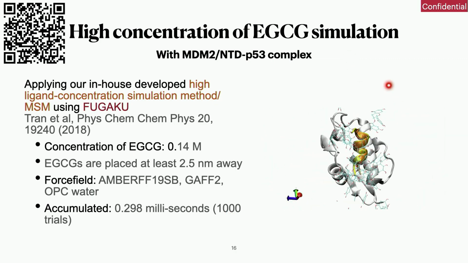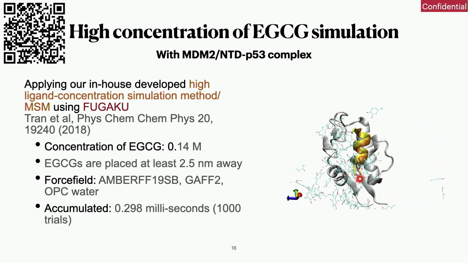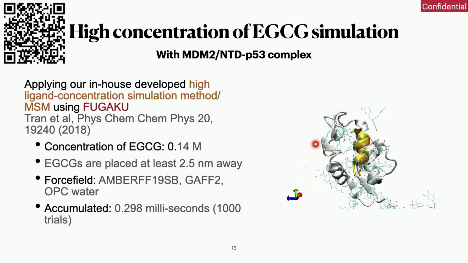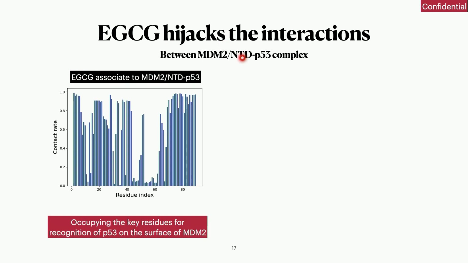So this is the illustrated simulation. So you can see that EGCG tries to bind to the complex. And so we try to analyze the interaction between them. And tentatively, we found that EGCG tries to hijack the interaction. So here is the contact rate between EGCG and the MDM2 p53 complex. And this shows MDM2 is occupied at the key residue recognition site of p53 on the surface of MDM2 here.